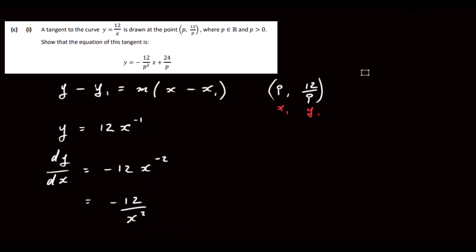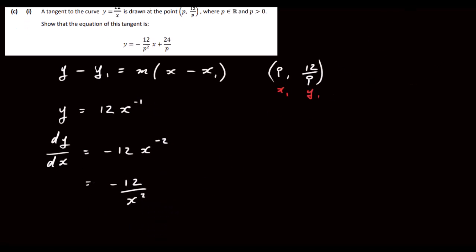Okay, so what we've got to do next then is just find the slope of the tangent at this particular point here. So at this point here, we know that x is p. So in other words, the slope of our tangent is minus 12 over p squared. Because remember our point, the tangent touches the curve at the point where x is p.